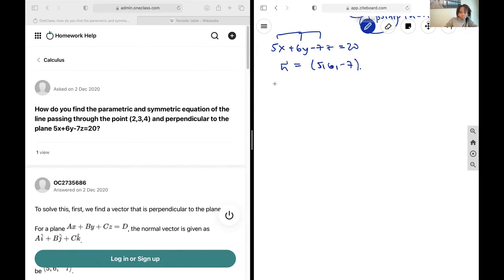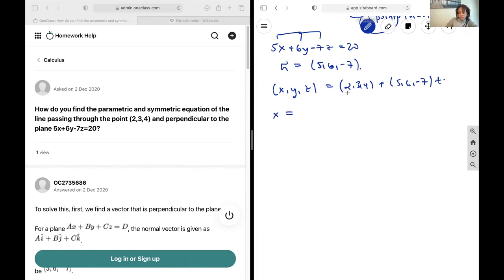And so, since now we have a point and our normal vector, we can just write that (x, y, z) is equal to the point that we have, so (2, 3, 4), plus this normal vector multiplied by a coefficient, so a constant. So (5, 6, -7), and we can call that constant t if we'd like. And then for our parametric equations, we're going to write down x is equal to a constant plus a multiple of t, y is equal to the same thing, and z is equal to the same thing. So let's start by doing that.